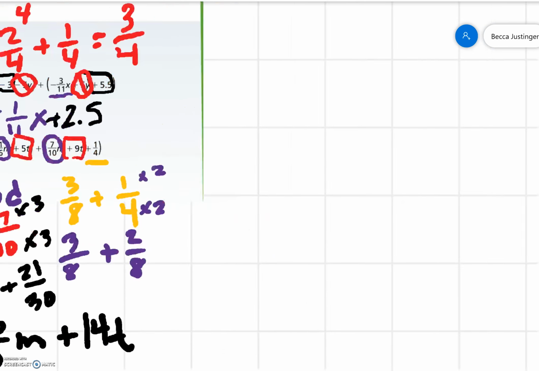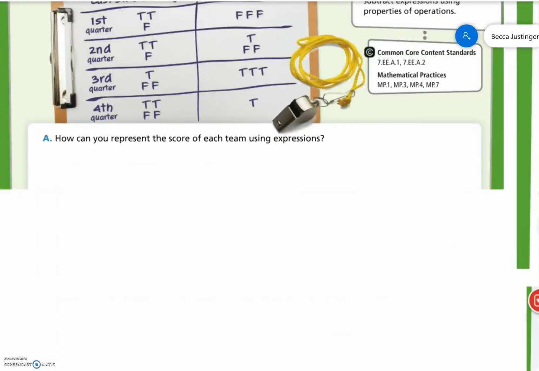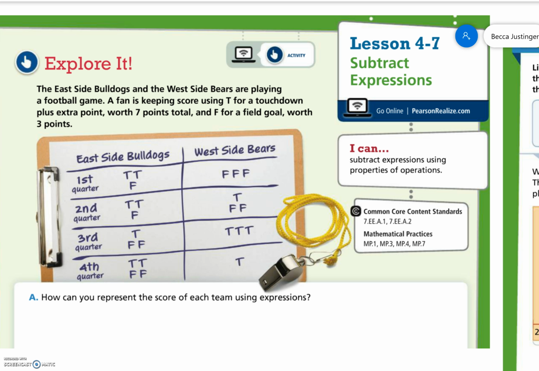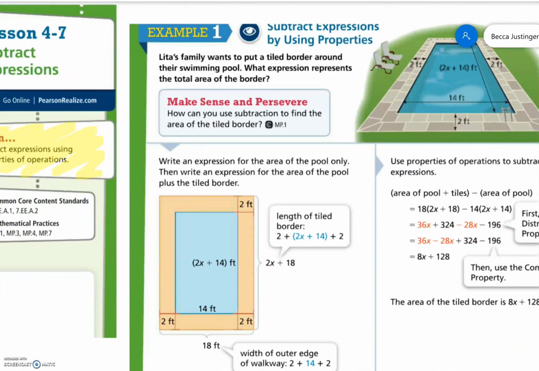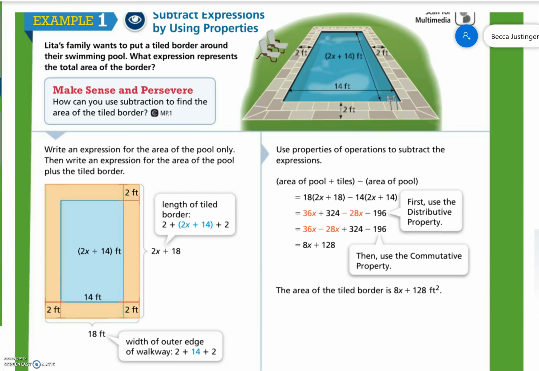Okay, next we are going to go to the next page, lesson 4.7, subtract expressions. I can subtract expressions using properties of operations. So, example 1, subtract expressions using properties. Lita's family wants to put the tile border around their swimming pool. What expression represents the total area of the border?